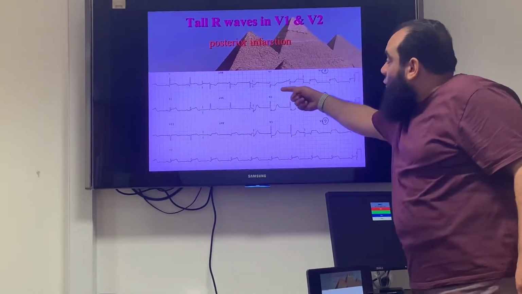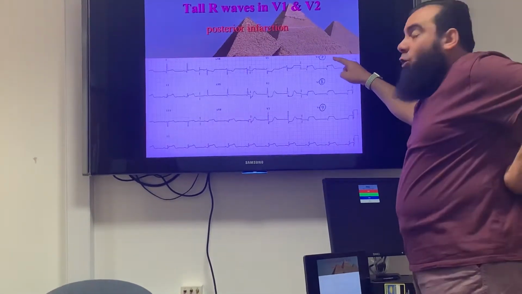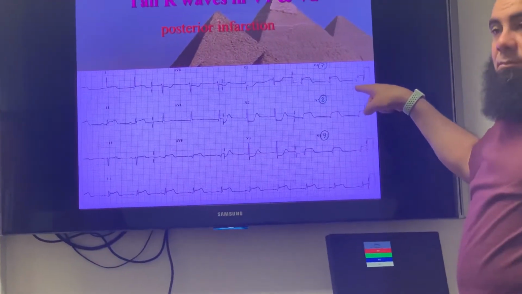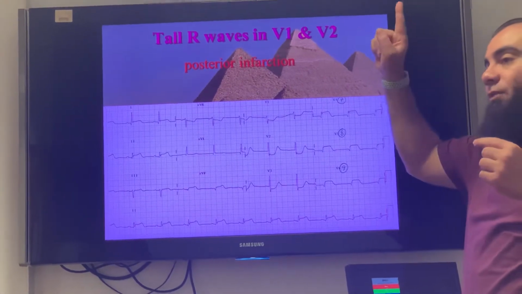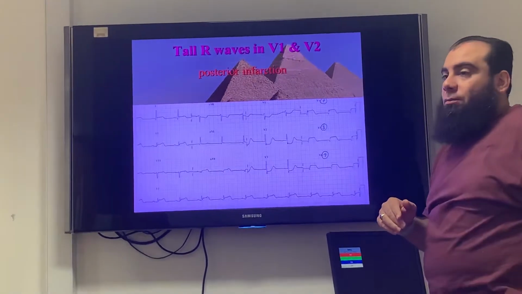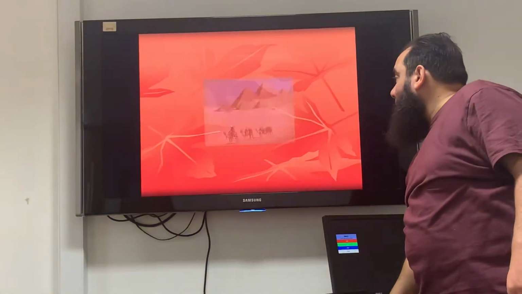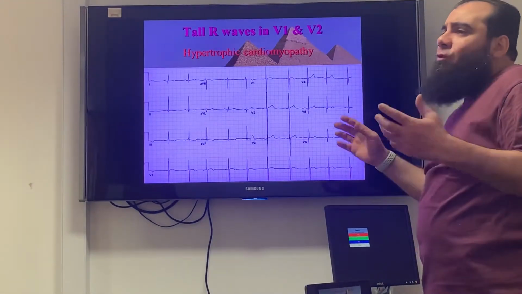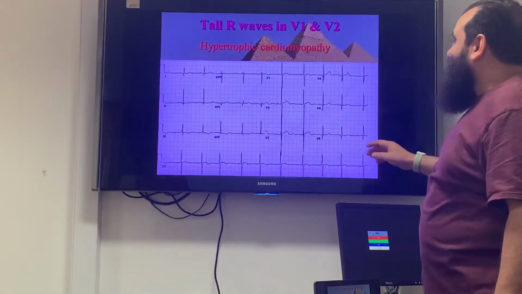So we left V1 to V3 to show the same, and we left V4, V5, V6. We moved them back, so it became 7, 8, and 9. Now we can see the elevation. Tricky one, but always suspect it if you have a tall R wave with ST segment depression, especially if you have an infarction. Fantastic one, but I have to mention it because it is one of the differentials. You can close your eyes, close your ears, but I have to mention it.